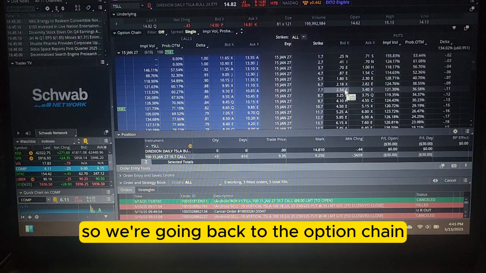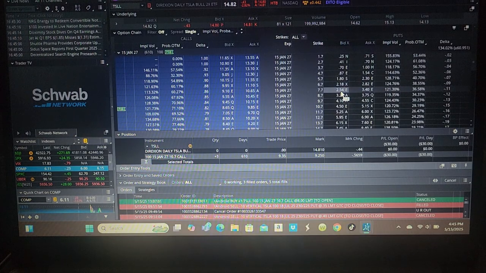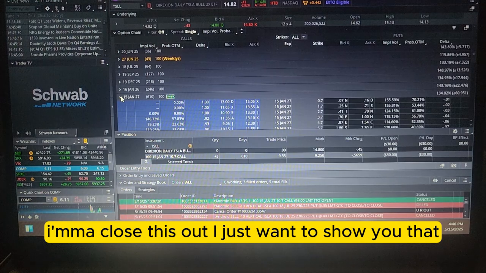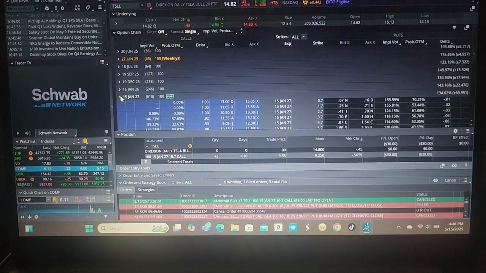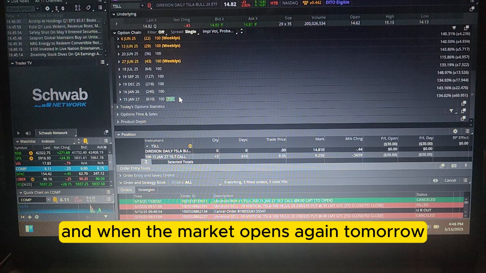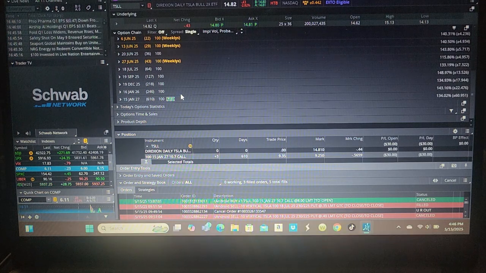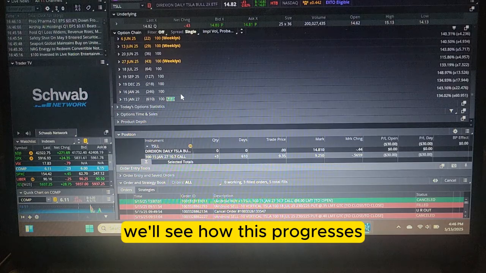So we're going back to the option chain. I'm gonna close this out. I just wanted to show you that I'm actually in this trade. And when the market opens again tomorrow, we'll see how this progresses.